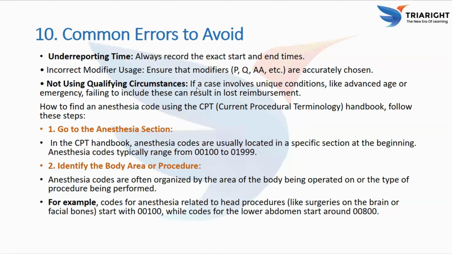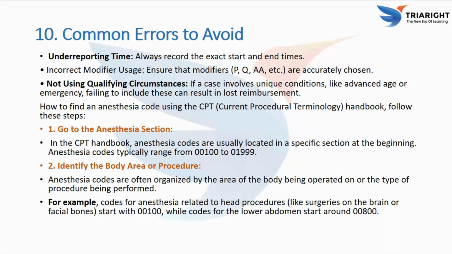So third is not using qualifying circumstances. What does it mean? Forgetting to report special patient conditions. Why does it matter? Because qualifying circumstances always add extra anesthesia units, increasing the payment. What are the common qualifying circumstances? They include extreme age, either very young or very old patients, emergency surgery, severe trauma, and also complicated medical conditions. So if the case is high risk, you have to always check for qualifying circumstance codes.